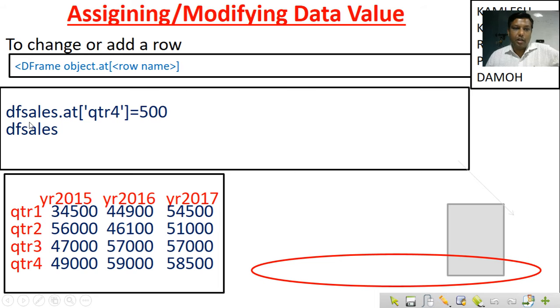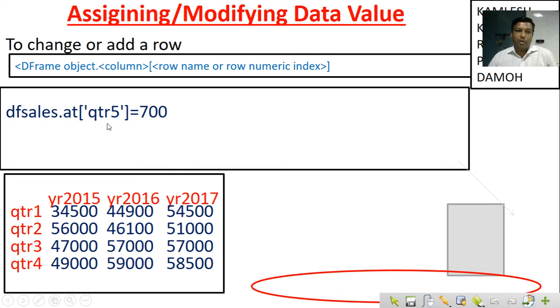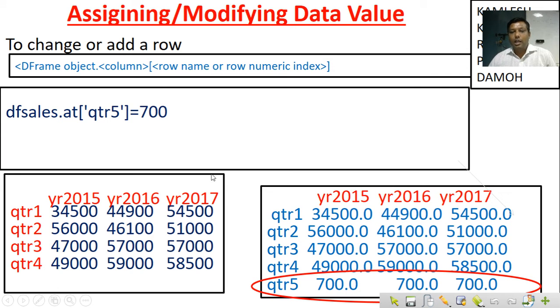Here df cells at qt are 4500. So you can see we can use the at also, quarter 4 for rows. For rows we can use at quarter 4 500, which means all these values become 500, meaning the value changes in the row. Here quarter 5 is not there in any row in the df cells, so it will add at the last with the given value 700.